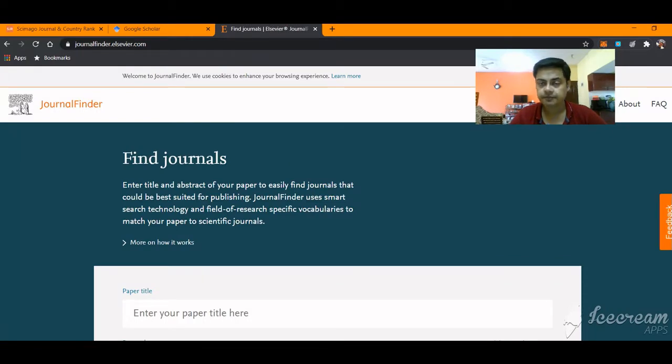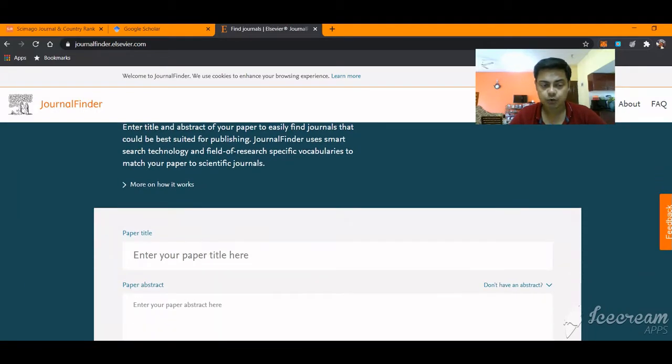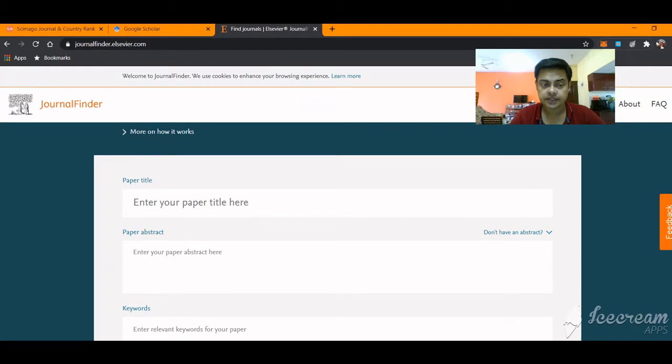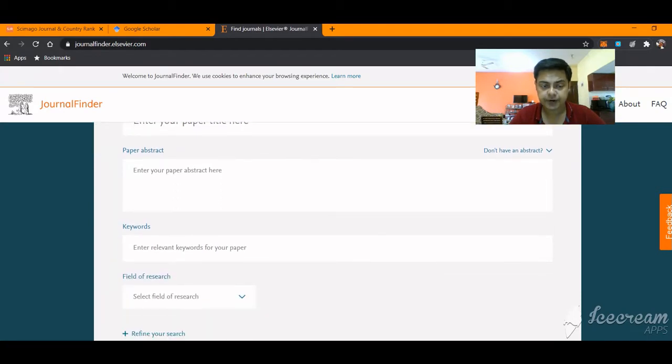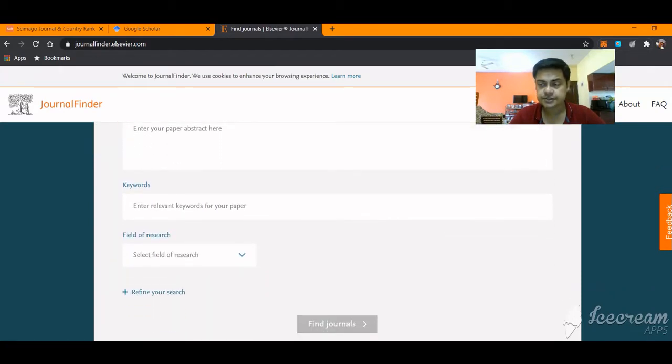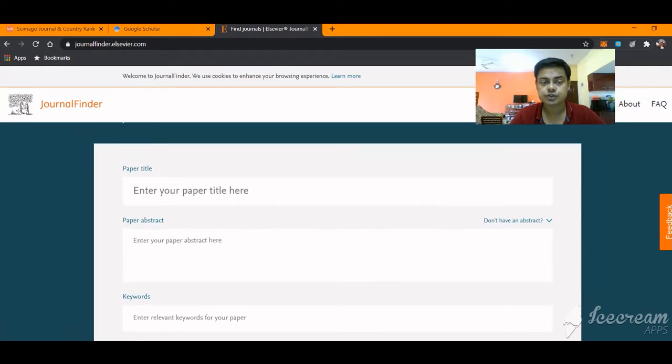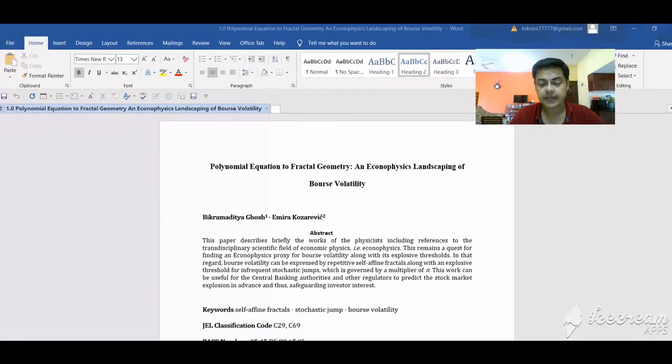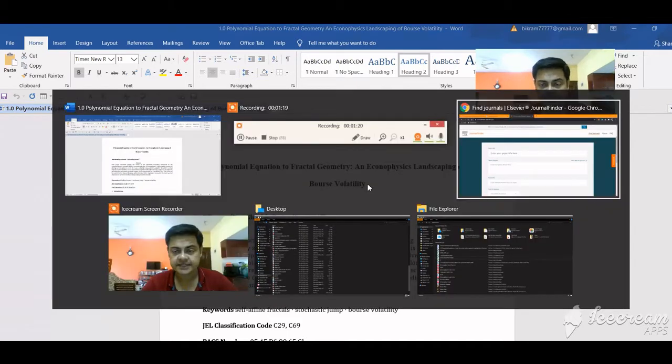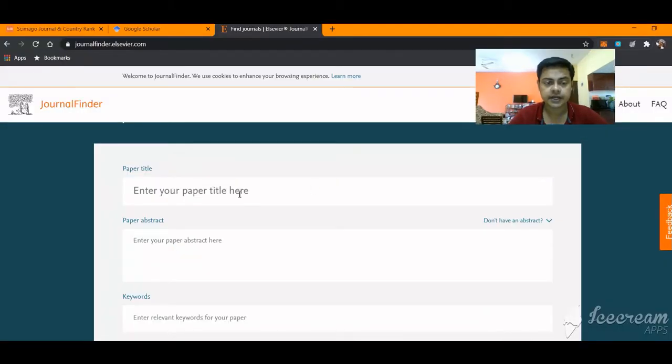This particular page comes where you have to enter three important things: paper title, paper abstract, and the keywords. So what are the three things you are supposed to put? Paper title, paper abstract, and the keywords. So I have kept a paper of mine which I have not published now. I'm just copying the title and I'm putting the title here.